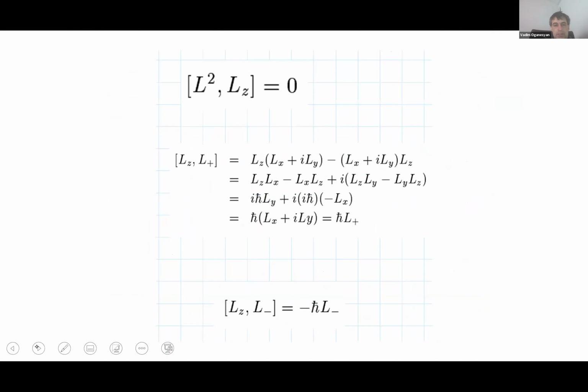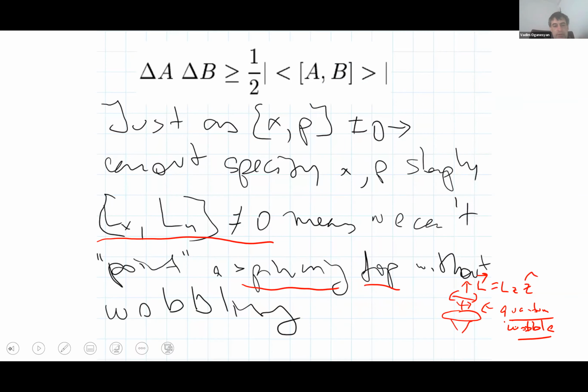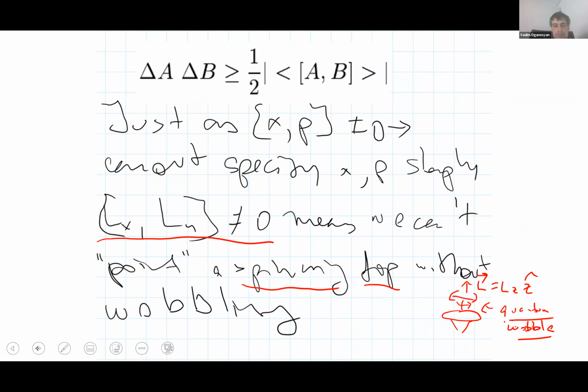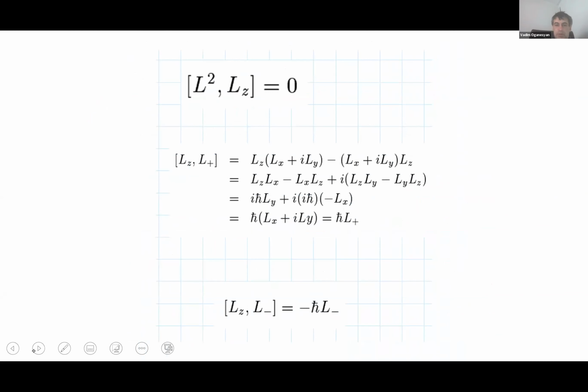All right, let's continue. Let's do some more commutators. This is a general thing, but the important result for the next calculation is that there are these commutators among Lx, Ly and Lz. Okay. Now we're going to play the following game. We're going to define L plus and L minus from Lx and Ly.